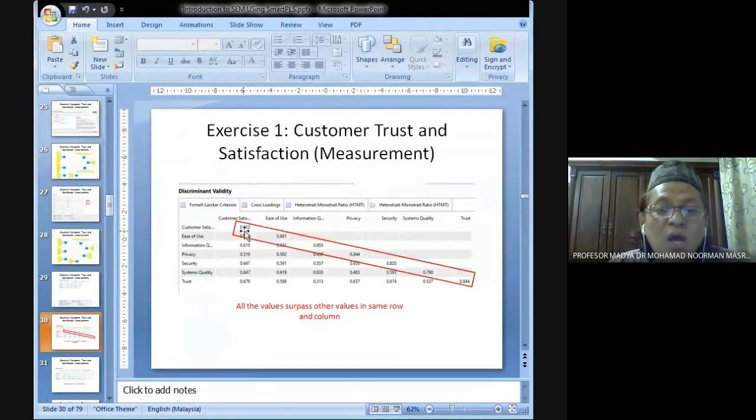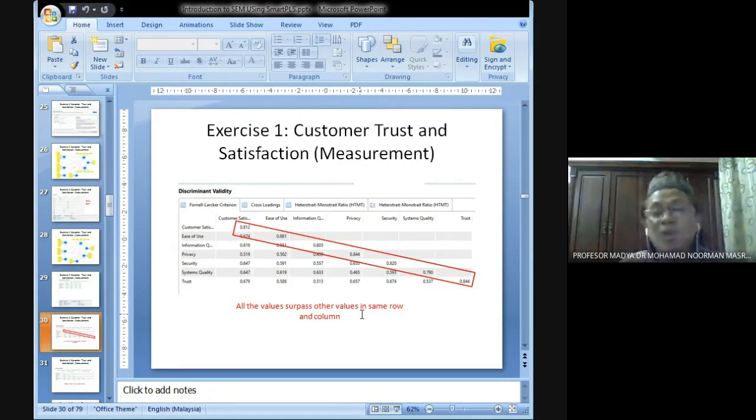The topmost cell for each column, the value should be bigger compared to the remaining values on the same column and also on the same row. For example, this value must be bigger than other values underneath and other values on the left. This value must be bigger against other values underneath and bigger compared against other values on the same row on the left. That is what we mean by this value should be bigger as compared to the rest.